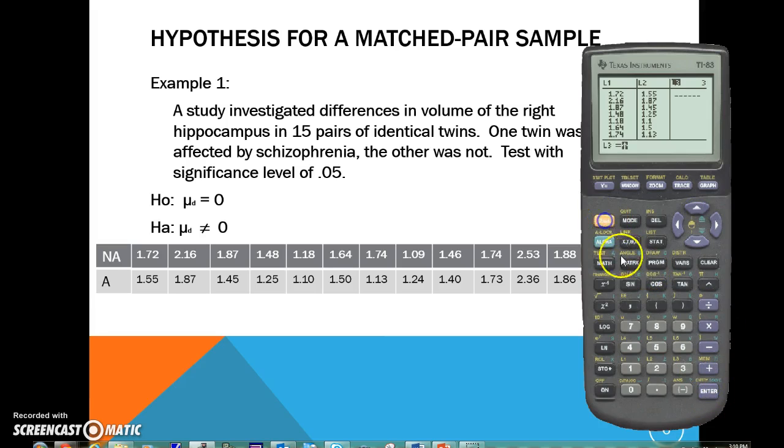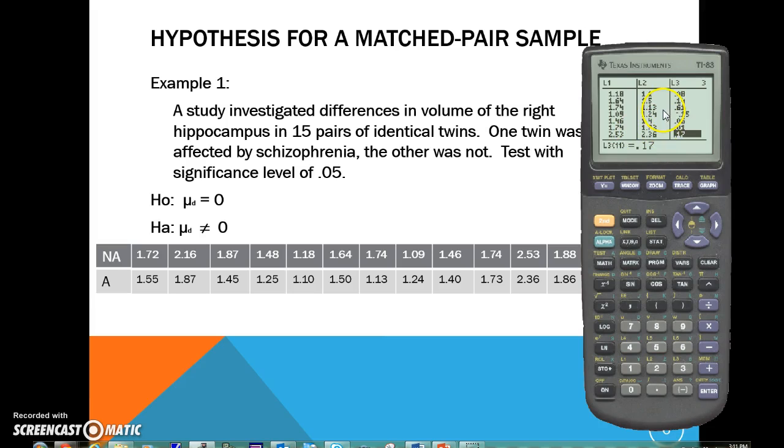and I'll say L1 minus L2, and that will give me the differences here. That'll give me the differences of each individual, this is the twin without schizophrenia, this is the twin with. So I can see the difference is going to be a positive one. In other words, the twin without schizophrenia has a larger hippocampus. So all the ones that have positive numbers means that the hippocampus was larger. All the ones that have negative numbers here means that the hippocampus was smaller in the non-affected twin.